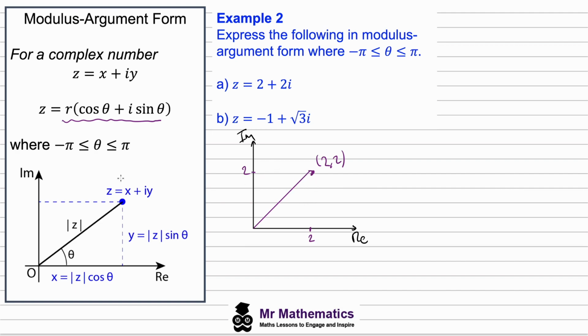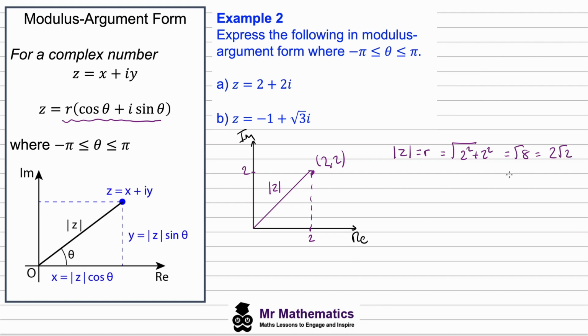So now we need to work out the radius. So the radius will be the magnitude of this complex number. And we can work this out using Pythagoras' theorem. So this will be the magnitude of z, which we know is the radius. This will be the square root of 2 squared plus 2 squared. So the square root of 4 plus 4, this will be the square root of 8, which simplifies to make 2 root 2.